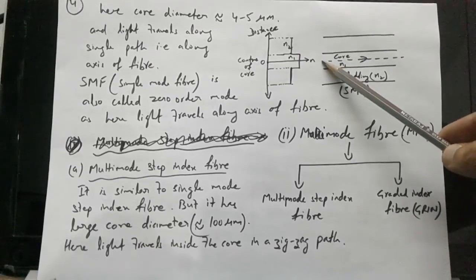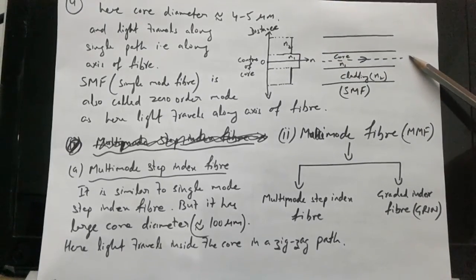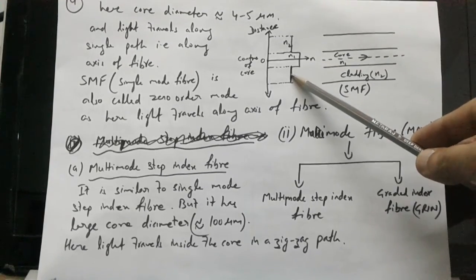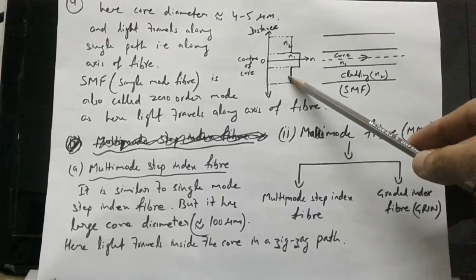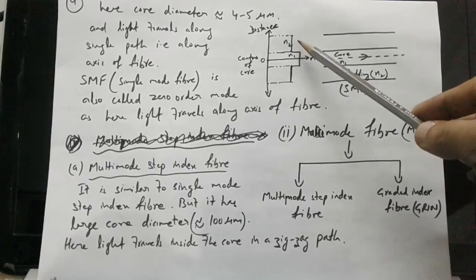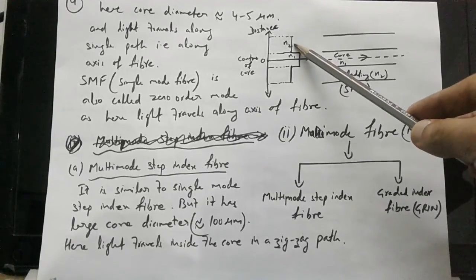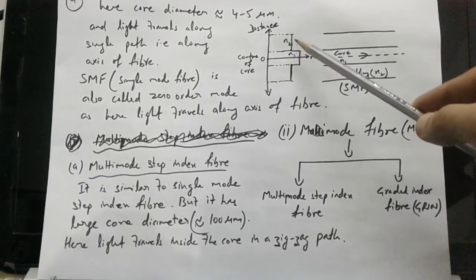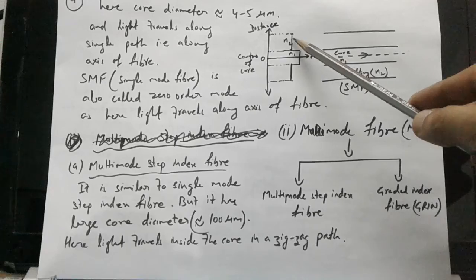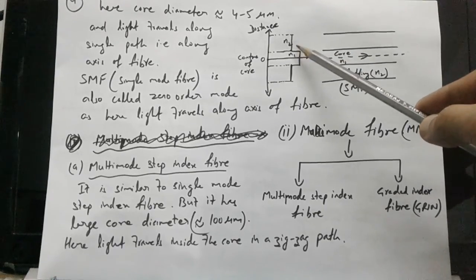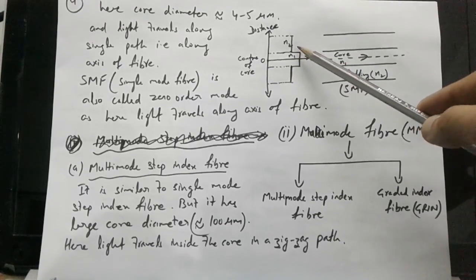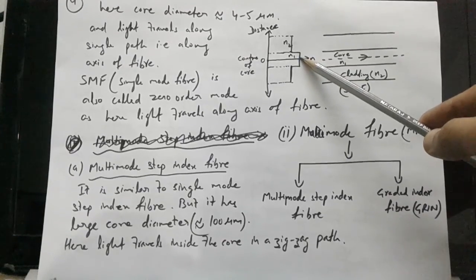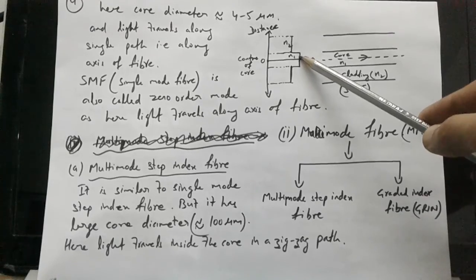So here the light moves in a straight path, and also the change in the refractive index from n2 to n1 is a single step. Once you reach the core, the refractive index changes from n2 to n1. So it is a single step process.